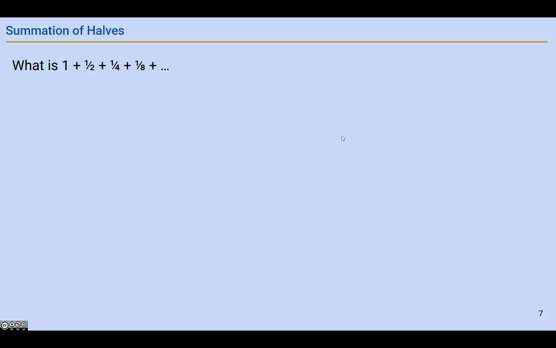So let's start this off with a question. What is this sum? 1 plus a half, plus a quarter, plus an eighth, plus a 16th, plus a 32nd, all the way down infinitely. Let's take a few minutes to discuss with your neighbor, and try to find a way to actually prove that this is true. Even if you already know that the answer should be some number, how do you actually show that this is true?